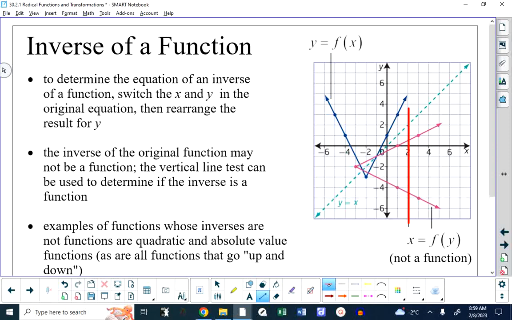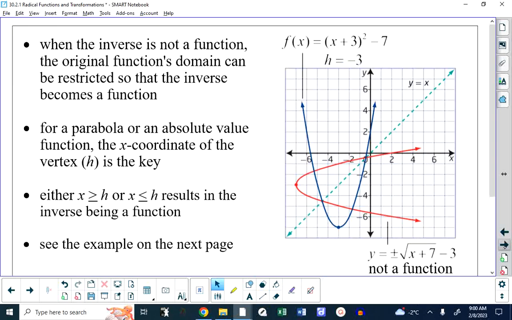I've got at the bottom some specific examples, in terms of words, of functions whose inverses would not be functions, and they are absolute value functions because they go up and down, that's what they look like, and parabolas or quadratic functions because they go up and down. But I think it's more important for you to understand that any function that goes up and down will have an inverse that is not a function. That takes us to domain restrictions.